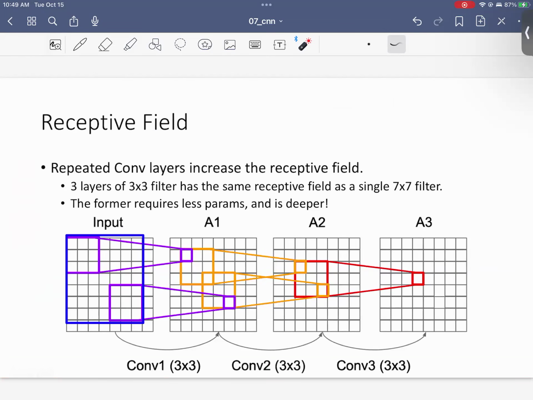So there's something called receptive field. You should be very familiar with this concept. Receptive field is, at each layer, how large, or how many pixels a single scalar value is covering.